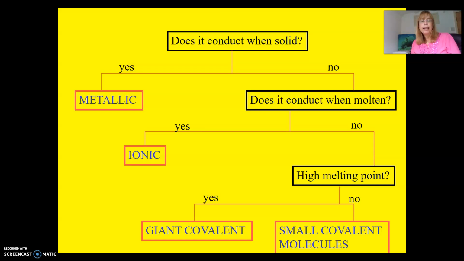So this flow diagram can help us work out whether a substance is metallic, ionic, giant, or simple covalent. For example, if you ask, does it conduct electricity? If it does, when it is a solid, it's got to be metallic. If it doesn't, I ask my question, does it conduct electricity if I melt it? Then it could be ionic. If the answer is no, I ask myself, does it have a high melting point? If it does, it's most likely going to be a giant covalent substance. And if it has a low melting point, it's going to be a small covalent molecule.